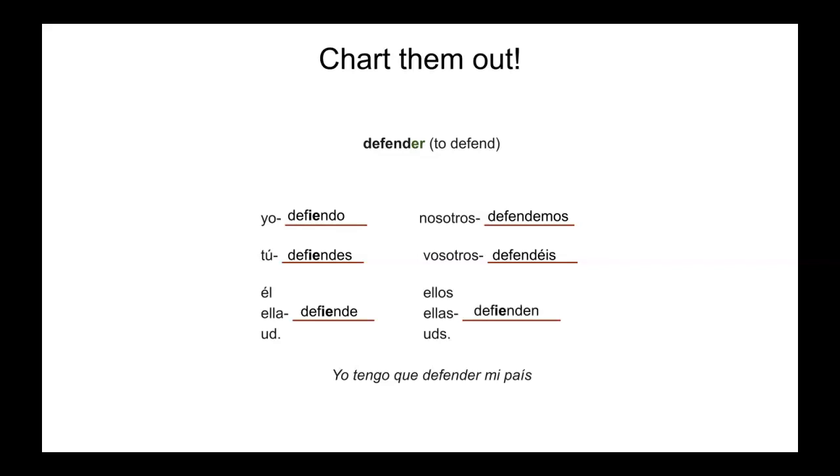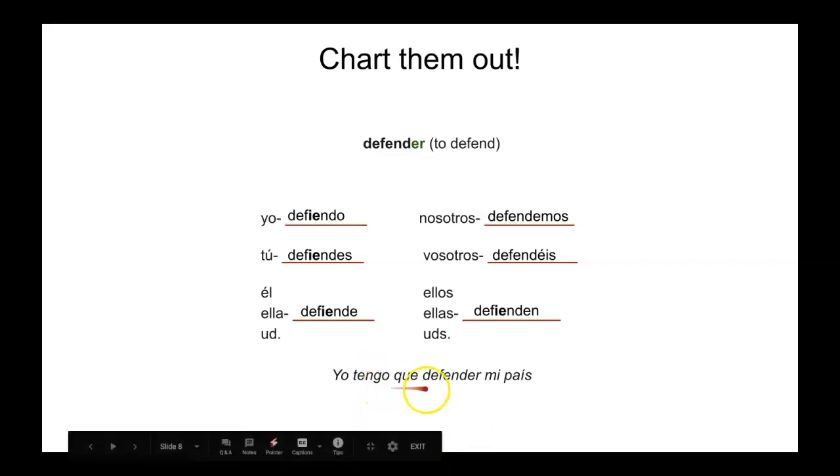Okay, defender, a nice ER verb. Yo tengo que, I have to. Yo tengo que defender mi país. I have to defend my country.